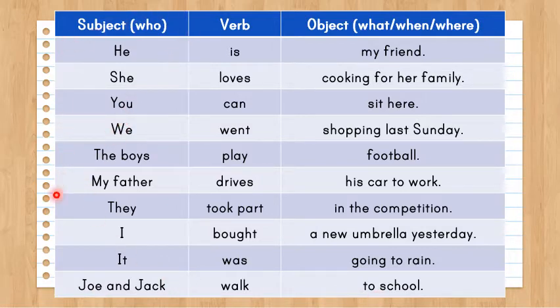Look at the first column here. All these are the subject of the sentence. Remember, subjects are the things or persons we are talking about. And in the middle column here are the verbs. Remember, verbs are what the subject is doing. And then the object here is the thing or person the action is done to.